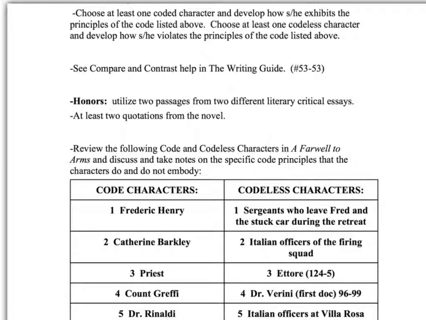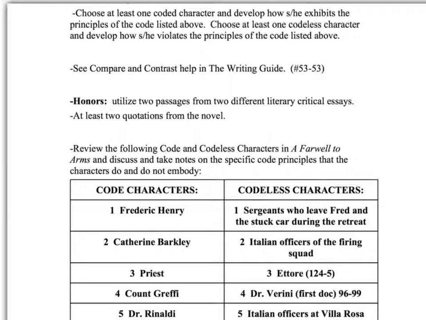And then in your second paragraph, you're going to compare and contrast, for which you can get some help in the writing guide numbers 52 and 53 to show you how to make comparisons between the two moments and how to contrast them. Obviously, there are going to be more differences than similarities between a coded moment and a codeless moment. If you're in honors, I want you to bring in two passages from the critical essays, one from Ray West and one from Robert Penn Warren, and you can just paraphrase something from this video tutorial.